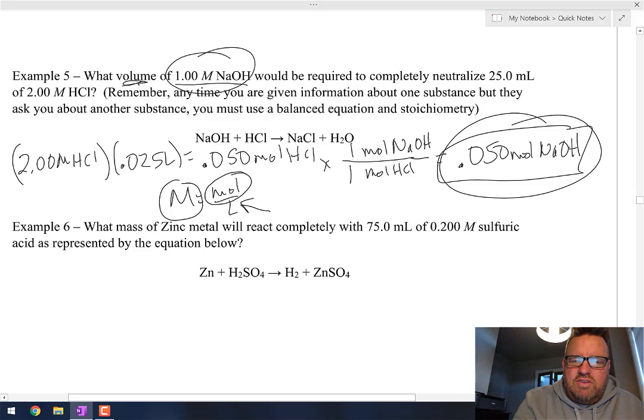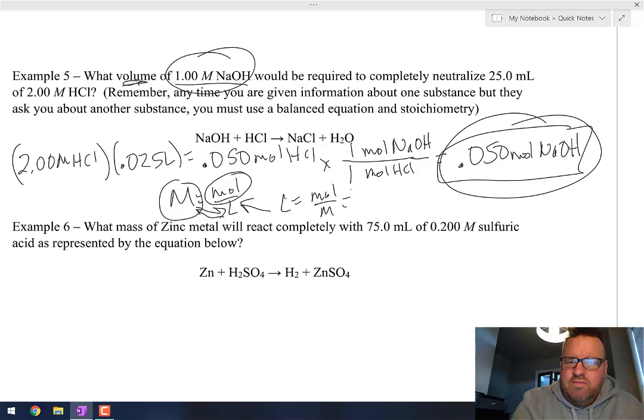So how do you solve for volume when it's a denominator? Remember, you switch those two. So you switch the answer and the denominator. So liters equals moles over molarity. Okay, make sure you do that right. Again, don't lose points on a test because of a silly math thing. Okay, make sure you understand why that works.